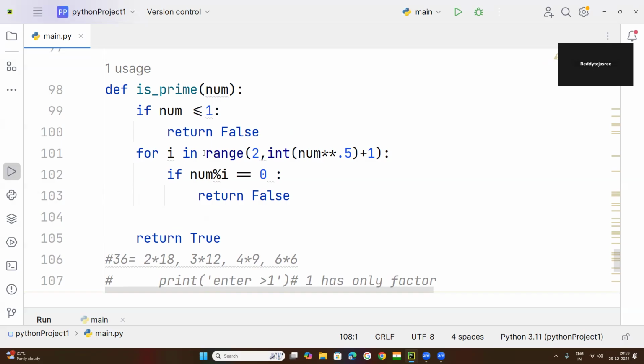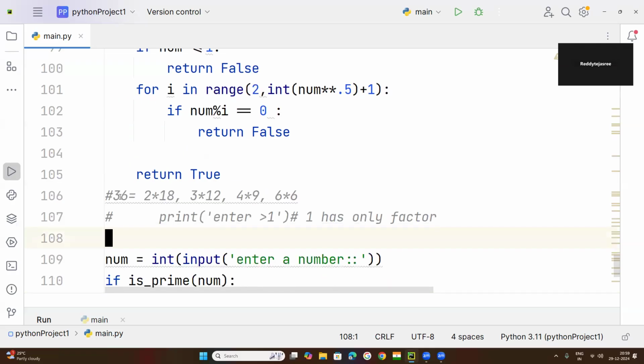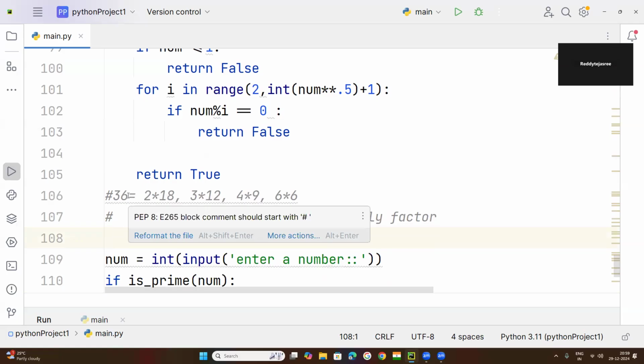So next, here, generally this square root. So why this square root? Suppose 36. If we have taken a number, it has a factor which is larger than its square root. So 36, its square root is what? Where I have written 36, its square root is 6. So if it has a factor other than the square root.